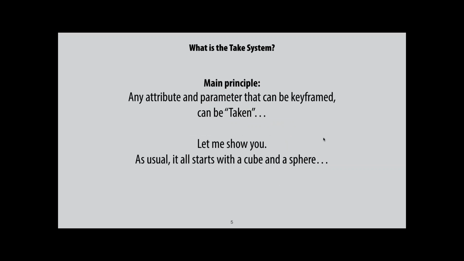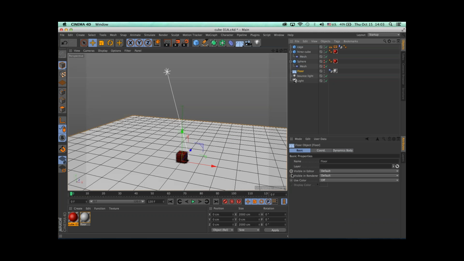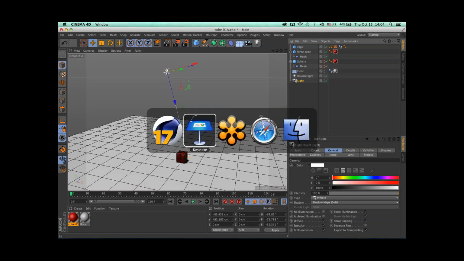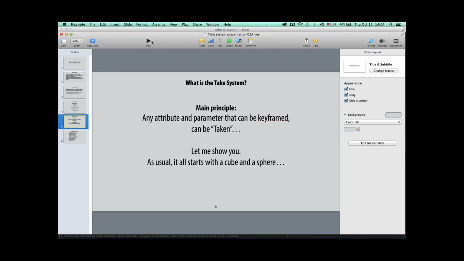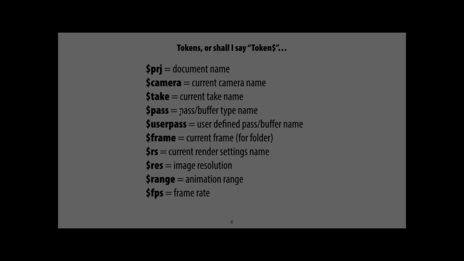So the main principle is that any attribute and parameter that can be keyframed can be taken. And besides the keyframed attributes, and just to make sure that you know what I'm talking about, wherever you see this dot, that means that you can add a keyframe to any of the parameters that have it. All these can be taken and more. So that's not the only thing that can be taken. We go back here. And yeah, we have one more slide that has to do with tokens. We will visit this when we get to that point.